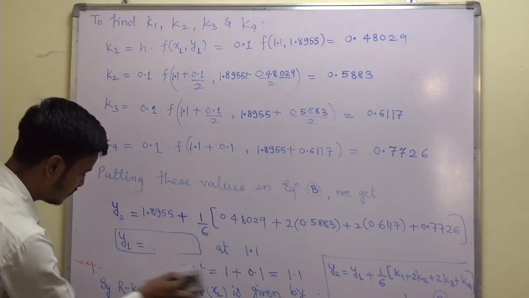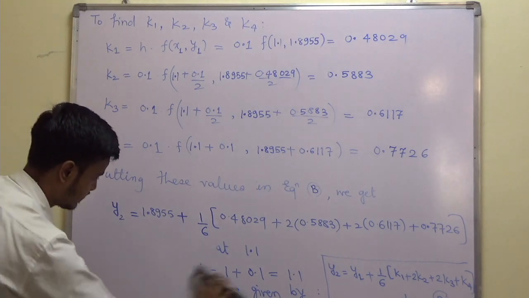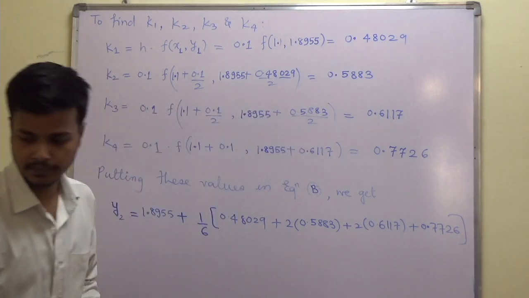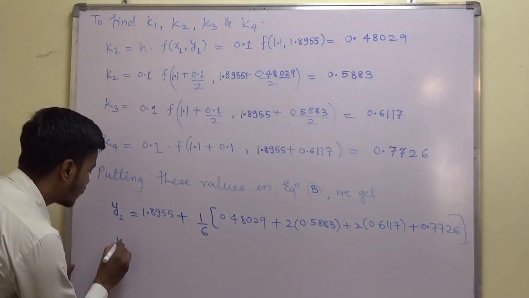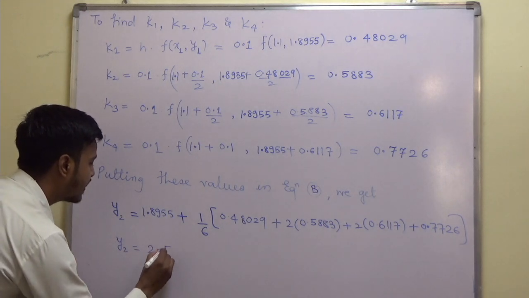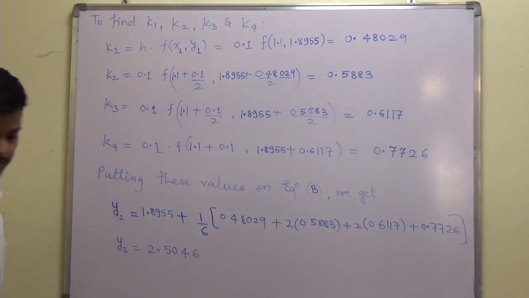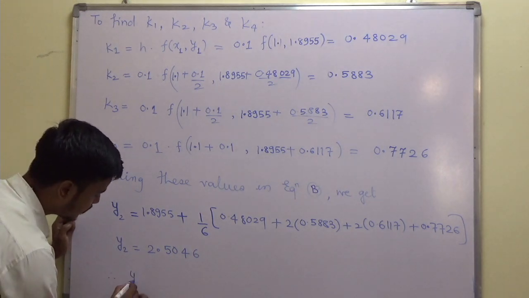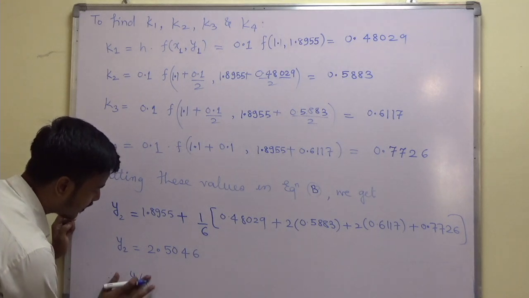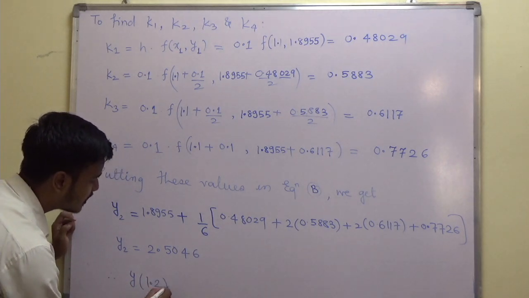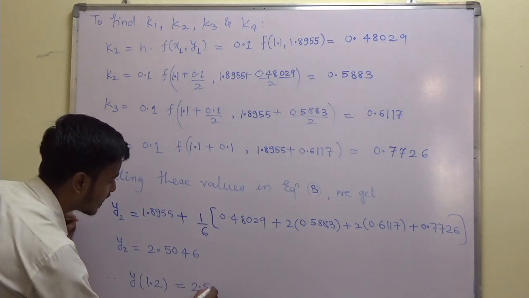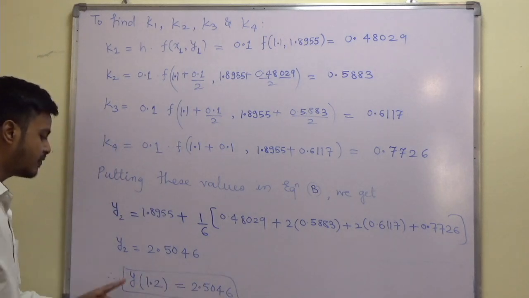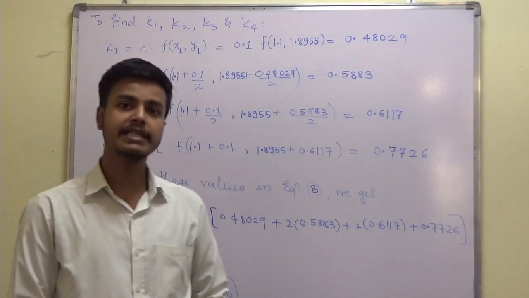And this value comes out to be y2 is equal to 2.5046. At last, don't forget to write down the answer. Therefore, y of 1.2 is equal to 2.5046. Or you can write y is equal to 2.5046 at x is equal to 1.2.